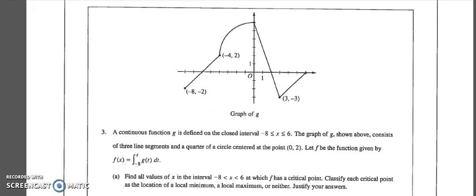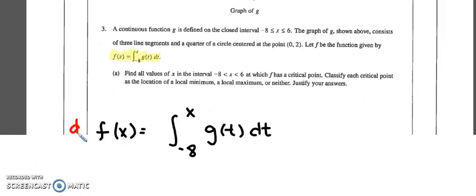Problem number 3 from the 2016 practice test FRQs, you had to find critical points, and this is 3A. Now, this is key with these types of problems. When you start with this, you're pretty much taking the derivative of both sides, and on this right side, you're pretty much applying the fundamental theorem of calculus.